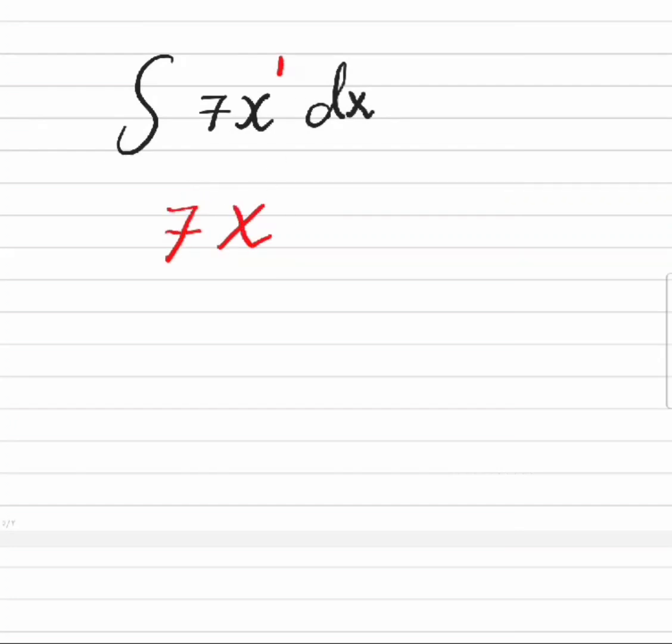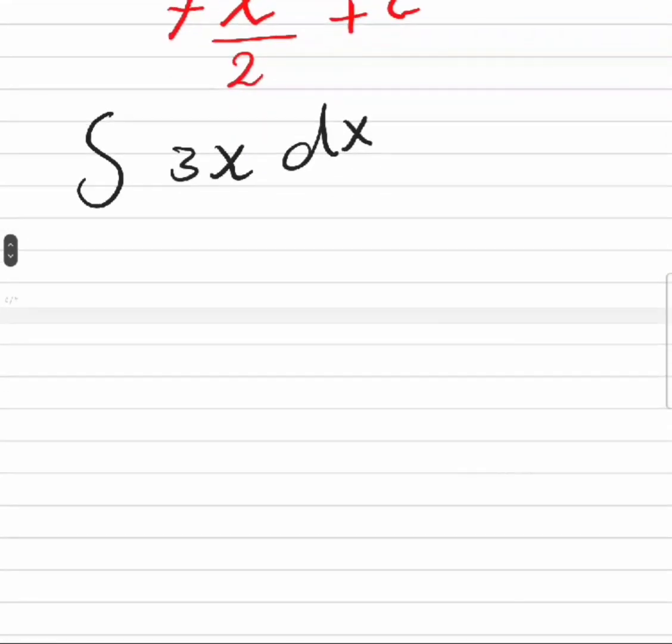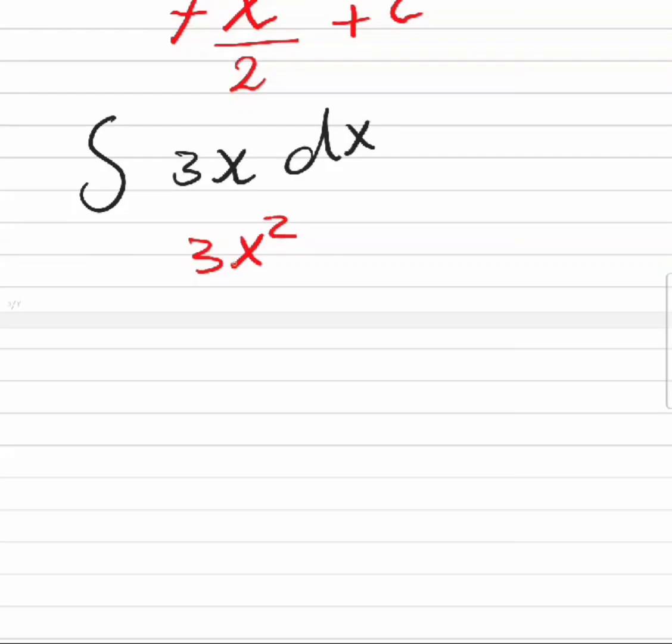Now what about this expression? What's the antiderivative of 7x dx? Well, there is an invisible 1, so we can use the same technique. If we add 1, it's going to be 2, and then divide by it, plus c. So the antiderivative of 3x is simply 3x squared divided by 2 plus c.